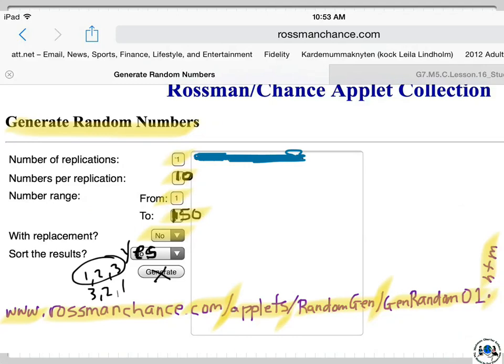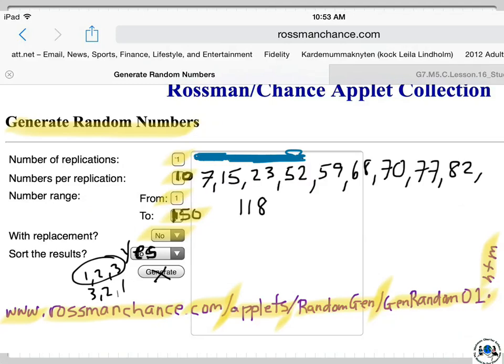I'm going to go ahead and do that right now on a computer next to me, and I'm going to show you what came up for me. Okay, so here's what I got: 7, 15, 23, 52, 59, 68, 70, 77, 82, 118. What a great way to generate random numbers, huh?